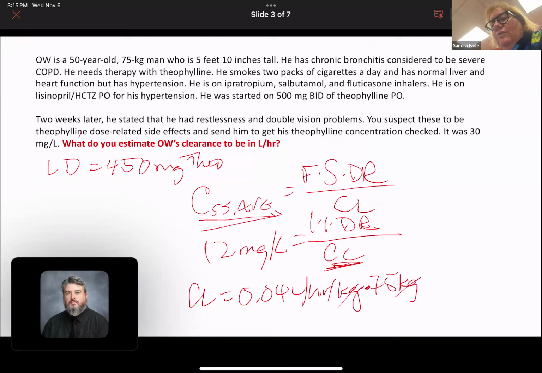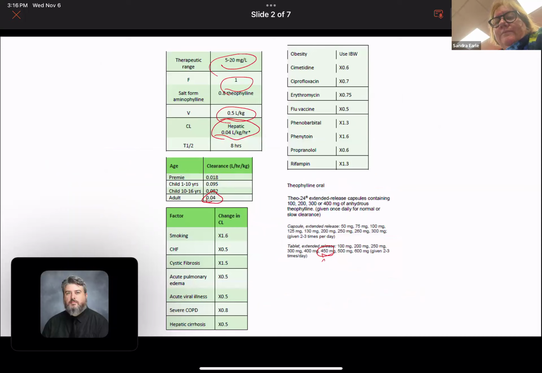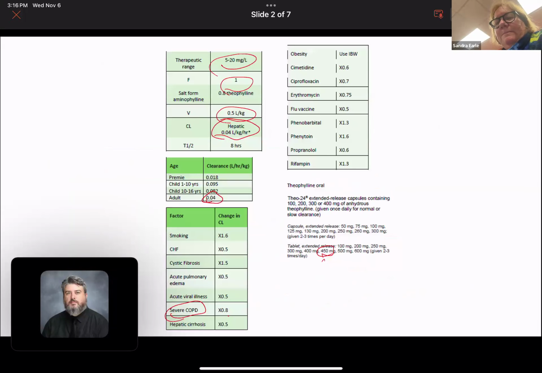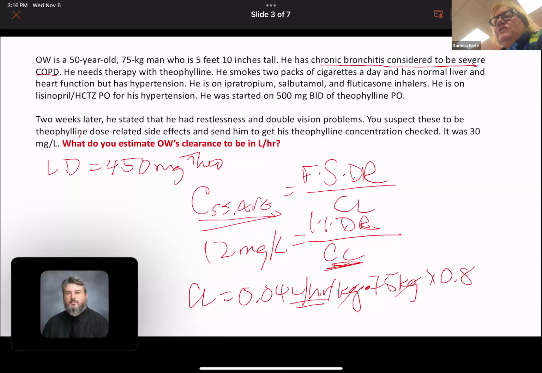So now we're on liters per hour, which is what we want for clearance, right? And then we're going to look at any things that he has that will affect his clearance. So he has chronic bronchitis, considered to be severe COPD, so severe COPD times 0.8. We're going to multiply this times 0.8. He also is a smoker, right?